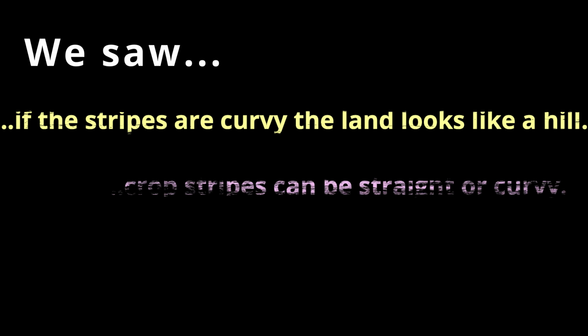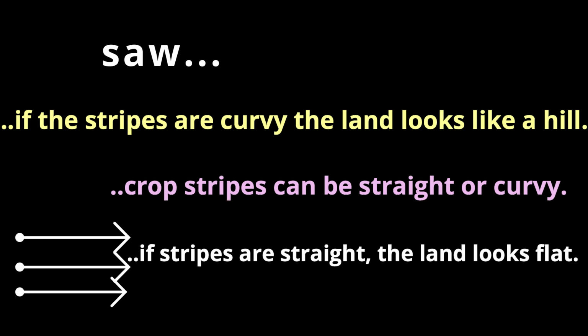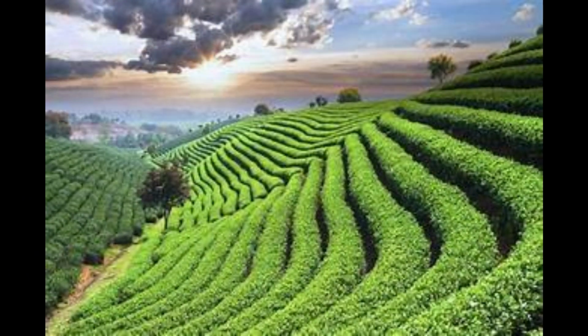I like your observations. Nice discussion. We saw if the stripes are curvy, it makes the land look like hills. We saw that crop stripes can be straight or curvy. And we saw if the stripes are straight, it makes the land look flat. We observed that when the crop stripes were farther away, they were smaller and closer to the skyline. We can use these observations to create the illusion of depth in our landscapes.